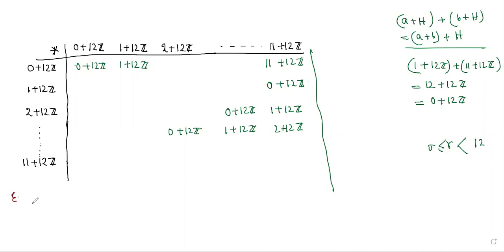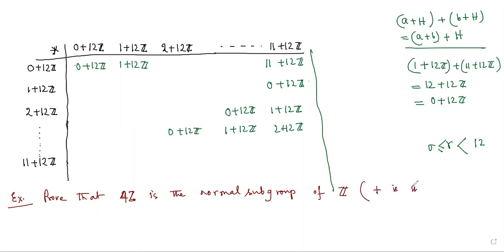In a similar line, I can also give you another problem to practice by yourself. You are to prove that 4Z is a normal subgroup of Z, where Z is the set of integers and plus is the operation we are considering, and form the Cayley table of Z/4Z. This type of problem you are actually going to get in the examination.